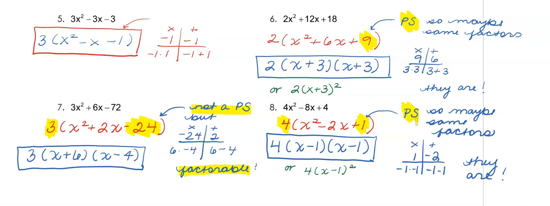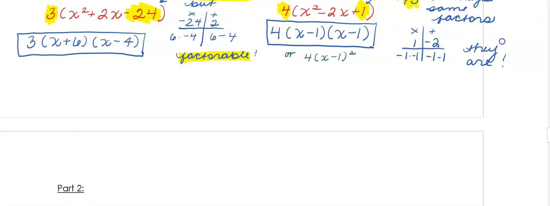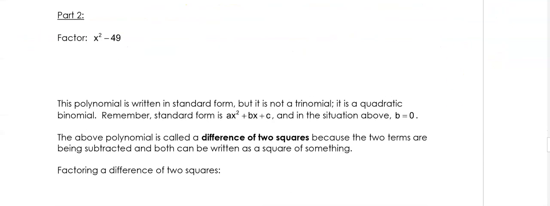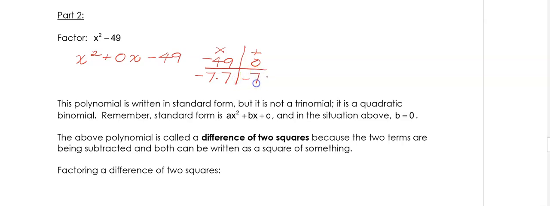Now, we have one more special case that we're going to talk about. Let's look at part 2 and again do the T-chart. Now, the thing about the T-chart is it should multiply to A times C and add up to B. I don't have a B value, so if you think about it, it's a 0. So I'm going to write it out. I'm finding numbers that multiply to -49 that add up to 0. Those numbers would be -7 times +7. -7 plus 7 would add up to 0.